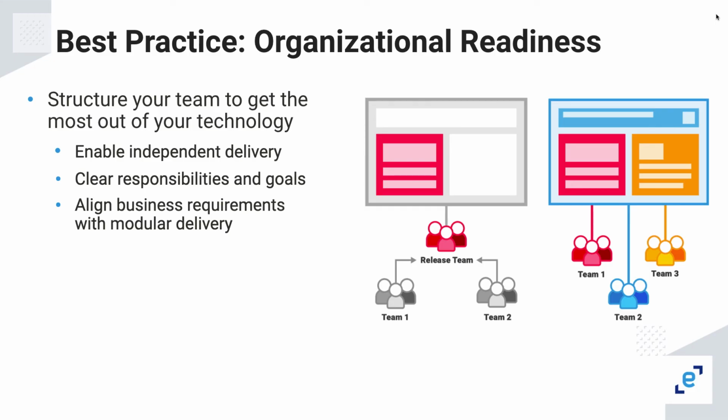So the first thing we'll talk about is organizational readiness. One of the best practices and one of the most important things about micro frontends, and I think about microservices as well, is to make sure to structure your team for the outcome that you want. So build your teams in a way that allows them to get the most out of the architecture and the tools that you've selected. From a micro frontend standpoint, we talked about independent delivery. Make sure your teams are enabled to develop and deliver independently. Make sure they have everything they need to get their application or their functionality to production.